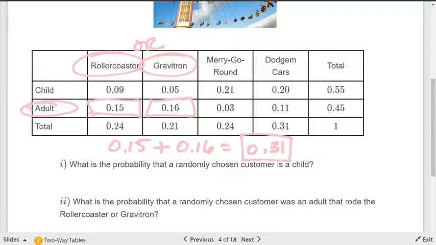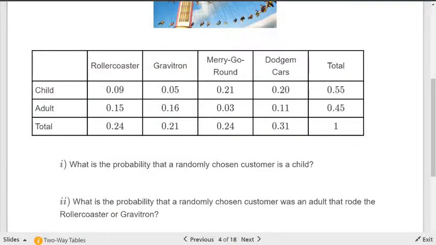Wait, excuse me, I don't understand. What do we have to do? Do we add them? Yes, because of the word or right there. Ah, okay, I understand. Remember, or means you're going to add them. That's how you always get it. Where do we get the or from? Yeah. So either one of these. Now, if we did and, we would be what? Right. Multiply. Okay?